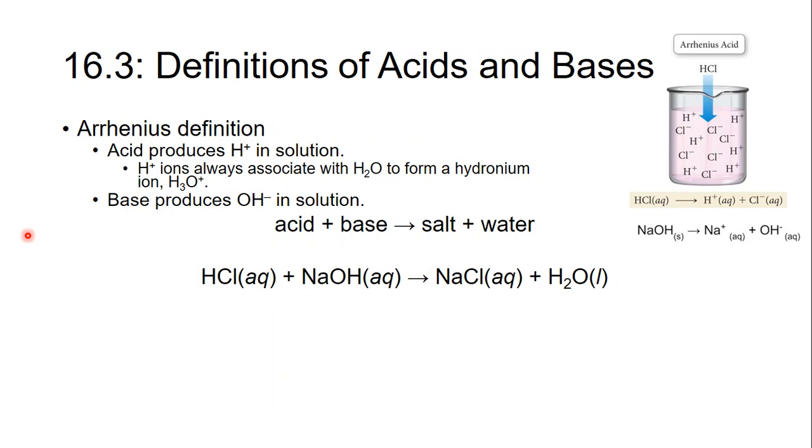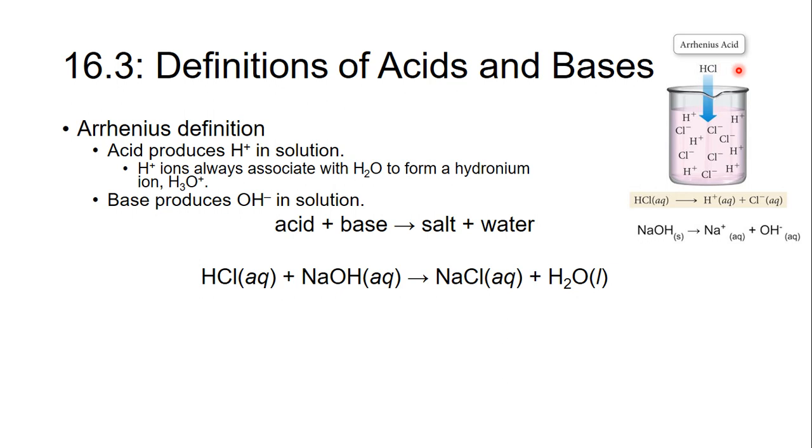In this video, we're going to take a more scientific look at acids and bases. And we're going to start with the Arrhenius definition of acids and bases. So first for acid. An acid is any compound that produces a hydrogen ion in solution. It's actually not quite true to call it a hydrogen ion, because as soon as that hydrogen ion is in water, it will associate with H2O to form positively charged hydronium, H3O+.